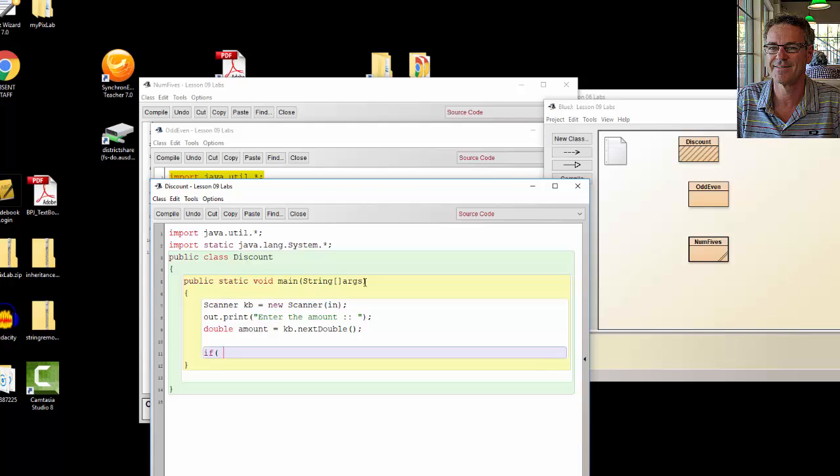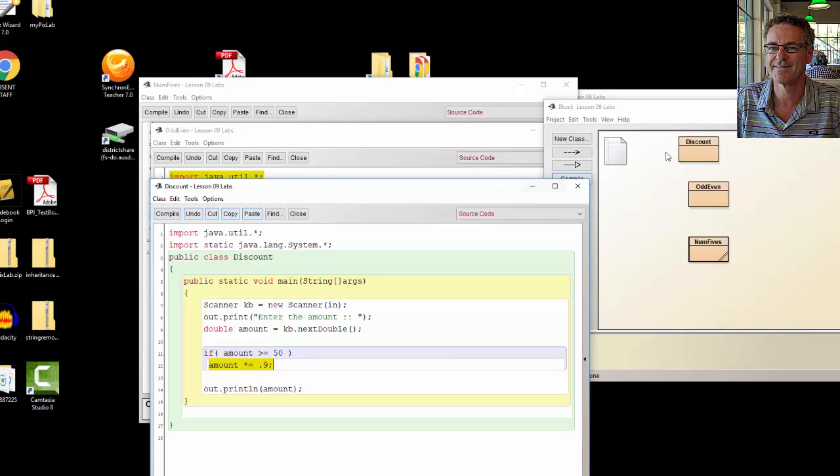So if amount is at least 50, then amount, there are all kinds of ways to do the math, but just times equal 0.9 does it, right? So if amount was 50 exactly, times equal 0.9 makes it 45. If it was 100, it makes it 90, and so on. And then display your amount. Don't need braces around the body of my if because it only has one statement.